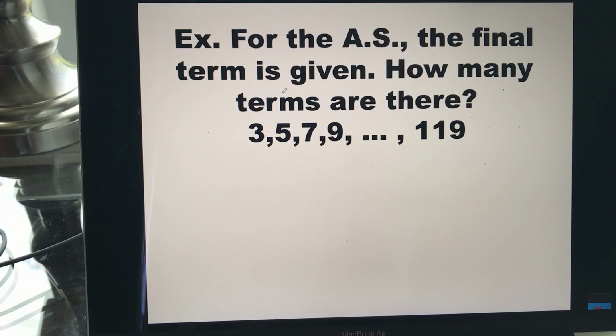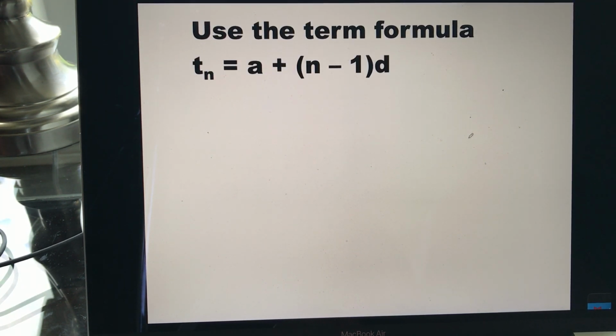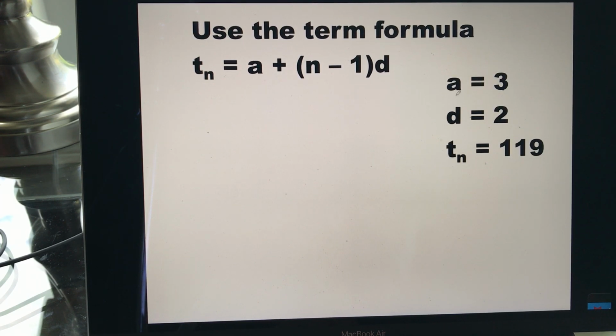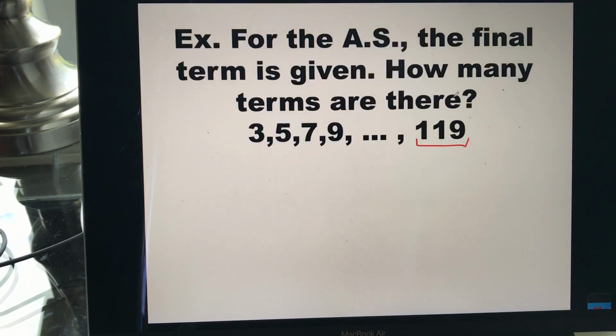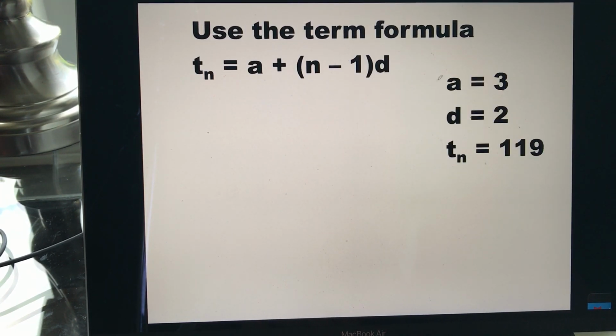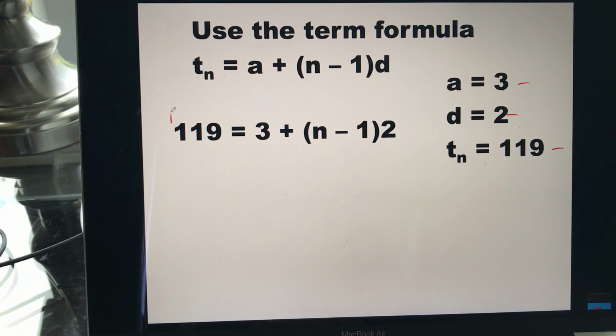Now sometimes the final term is given, and the question is how many terms are there? I've given you the very last term, 119. Again, we're going to use the term formula, but in this one, I know a is 3. If I go back up, I see the first term is 3, and I'm adding 2 every time. So a is 3, I'm adding 2, and the value of my term is 119. I'm going to put in 119 for the answer, and it tells me what n is.